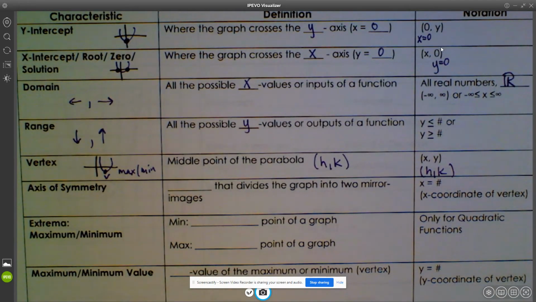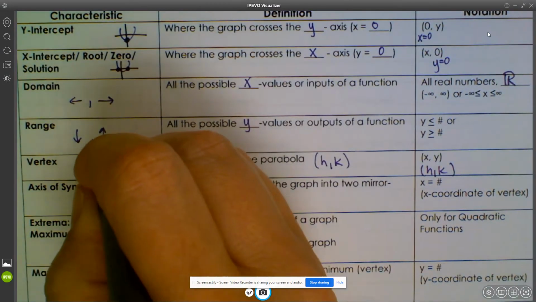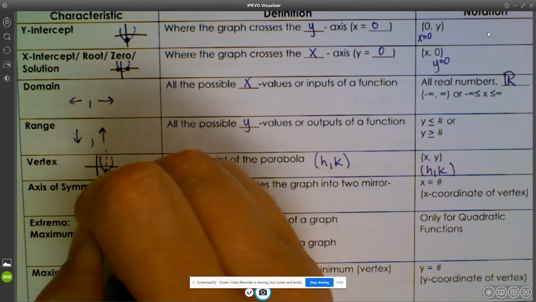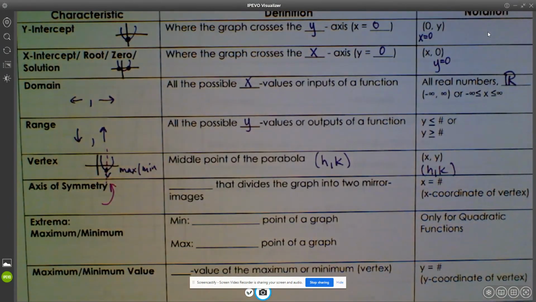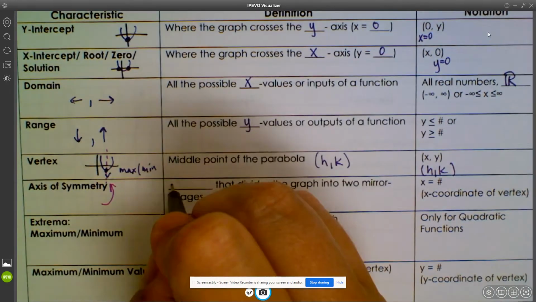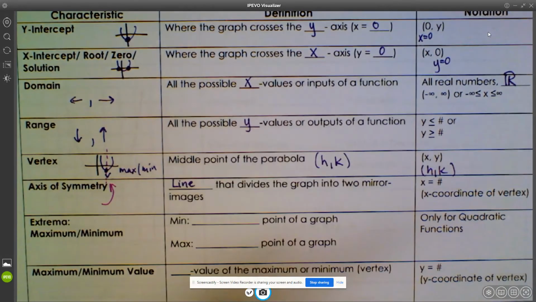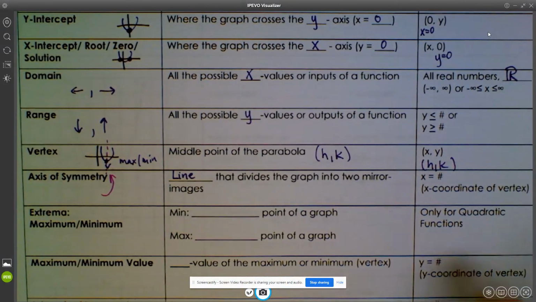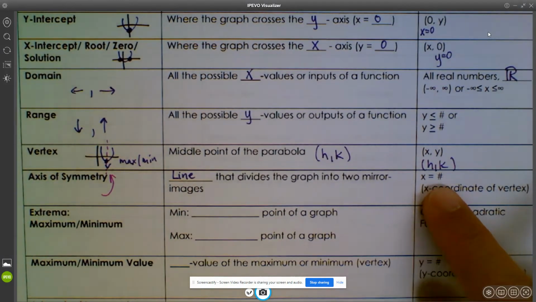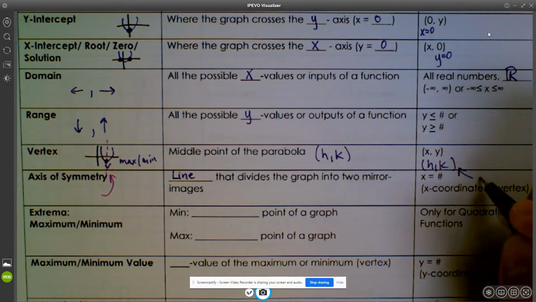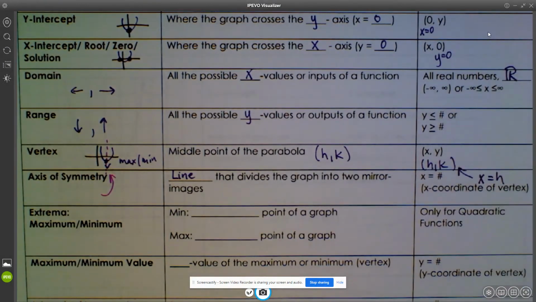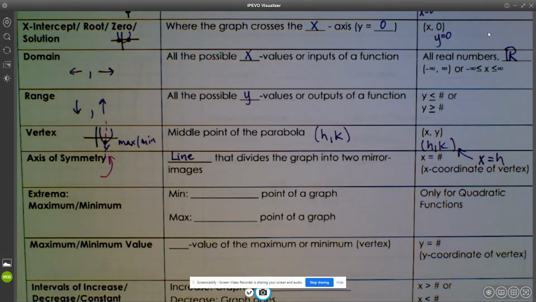All right, the axis of symmetry. I'm just going to draw it here. It's a dashed line, remember, on which the parabola reflects onto itself, or it folds onto itself. It is the line that divides the 2 images. It is x equals whatever the number is. So for this problem here, the axis of symmetry would be x equals h. And please remember, it's a line. So I need an equation there, not just some x coordinate.